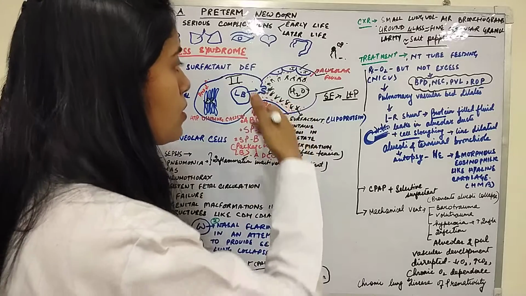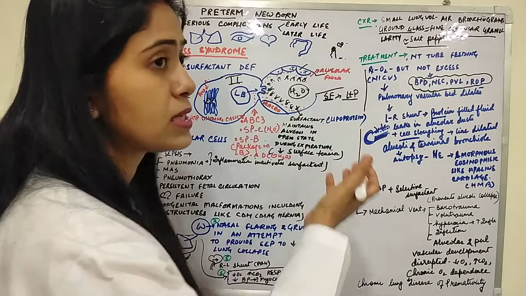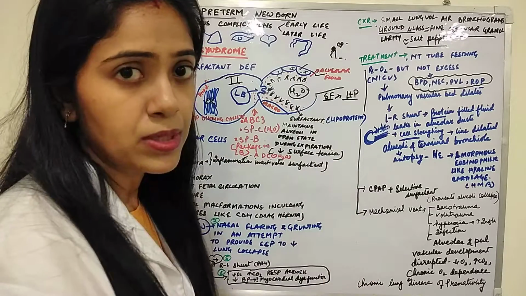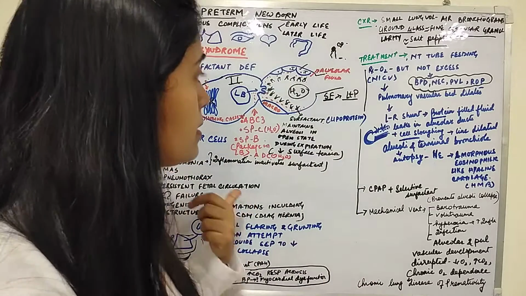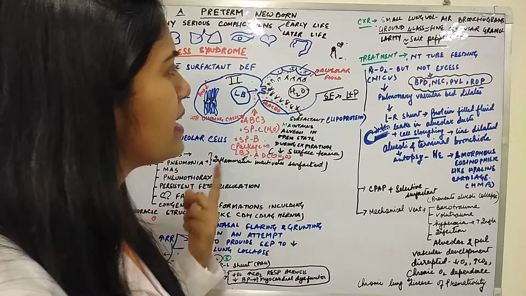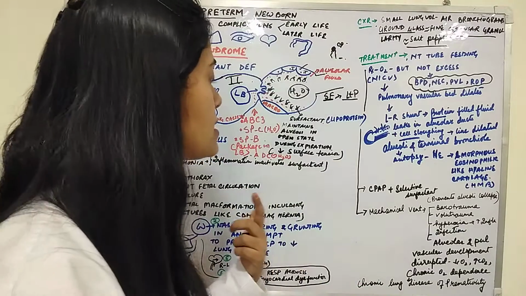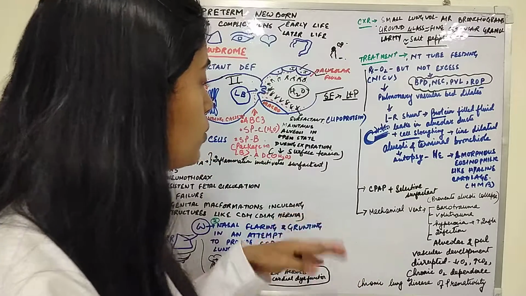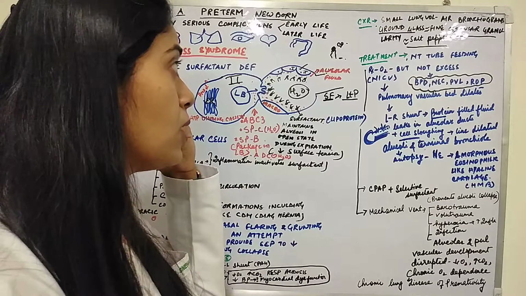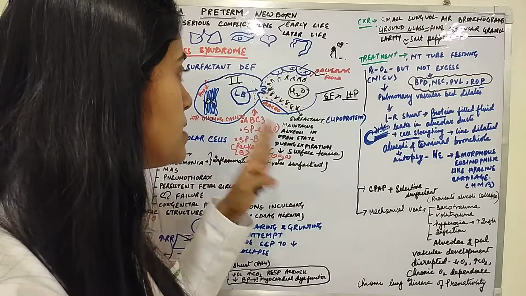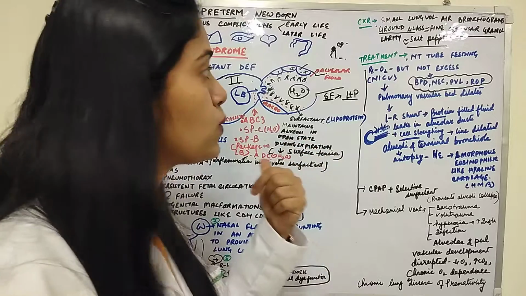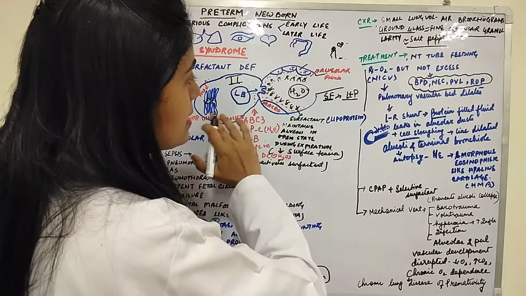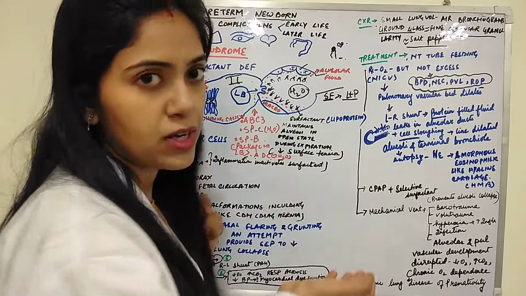So either the packaging or distribution, if it doesn't happen properly, then again you will have RDS kind of a picture. And there are other surfactant proteins, that is A and D, but they are not very significant in human studies. They are hydrophilic, water loving, but the more important proteins that can be worrisome are surfactant protein B, C and ABCA3. So these are the ones that we have to remember. And we have to know the mechanism of surfactant production and its function.